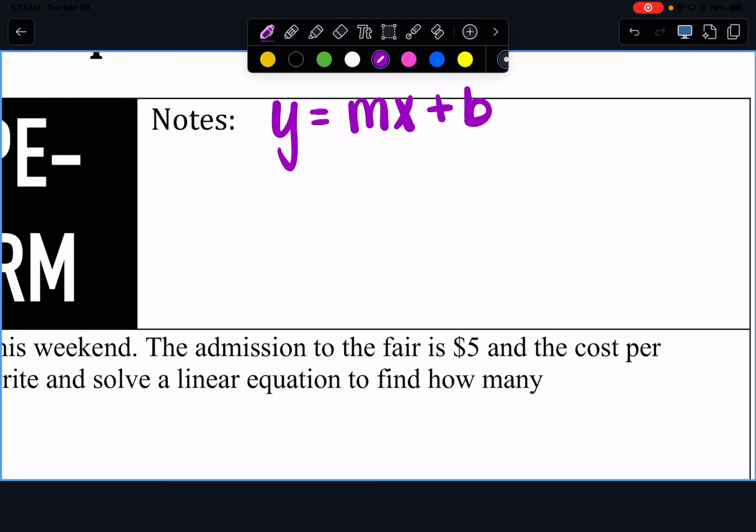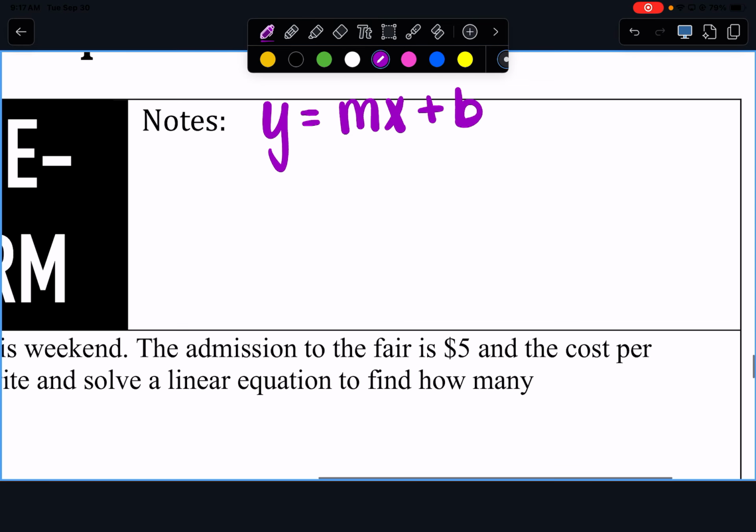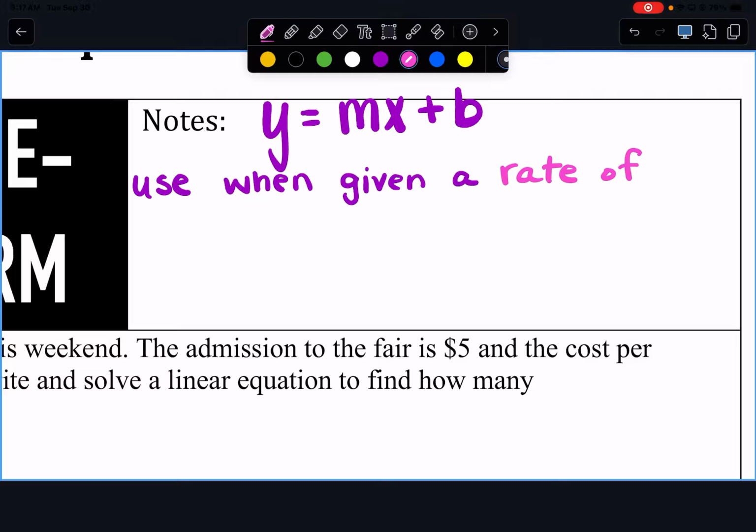So we are going to use this form when we have specific context. We are going to use it when given a rate of change. What does that represent? Slope. Which variable in y equals mx plus b is our slope? M. Okay, so we use it when given a slope and a starting point.